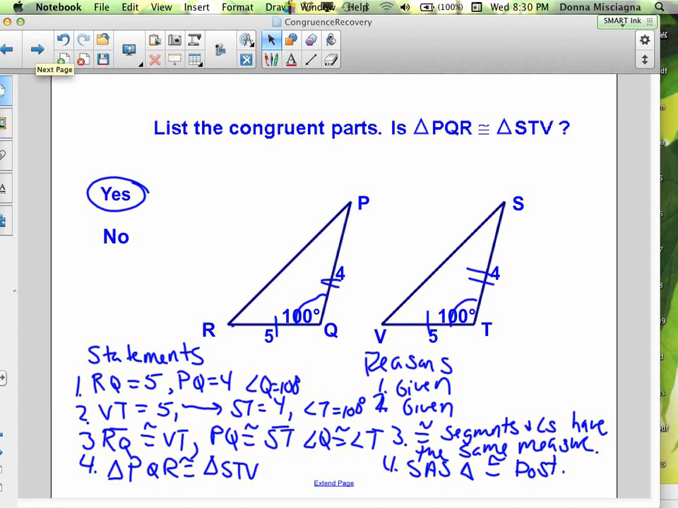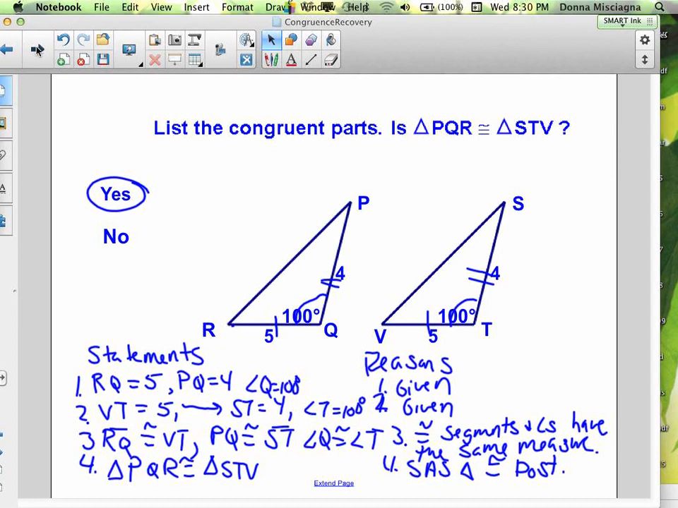Let's try another one. So you're going to find all of your congruent parts between the 2 triangles. Right? Sometimes they're given. Sometimes there's something you'll have to use a property of geometry to figure out. And then you're going to look to see, does it match one of your 5 triangle congruence postulates? There will be 5 before we're done. Right now, it's going to match one of the 2 congruence postulates that you know.